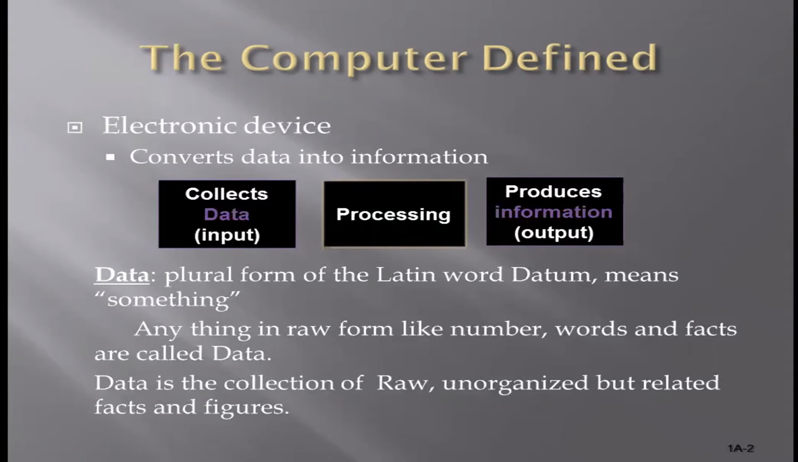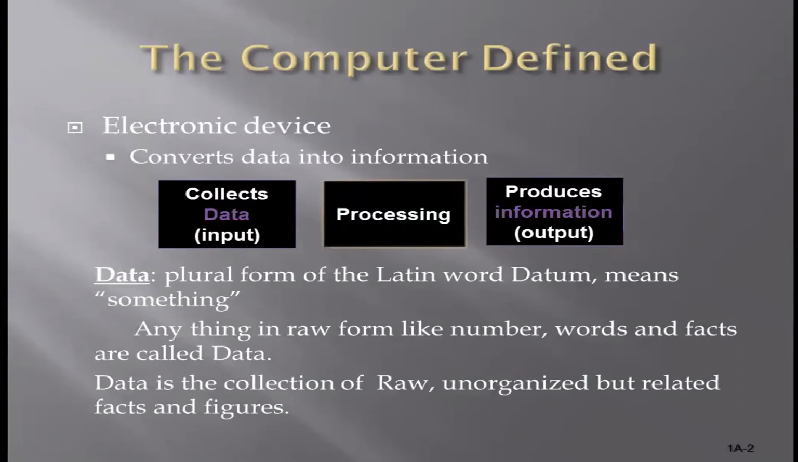These are the steps a computer follows. Collect data from the user. The first step is that the computer takes input as data from the user. When it gets the data, the computer immediately starts processing it. After processing, as the result of this processing, it prepares an output. In terms of computers, we call this output information. So we can say that a computer converts data into information.